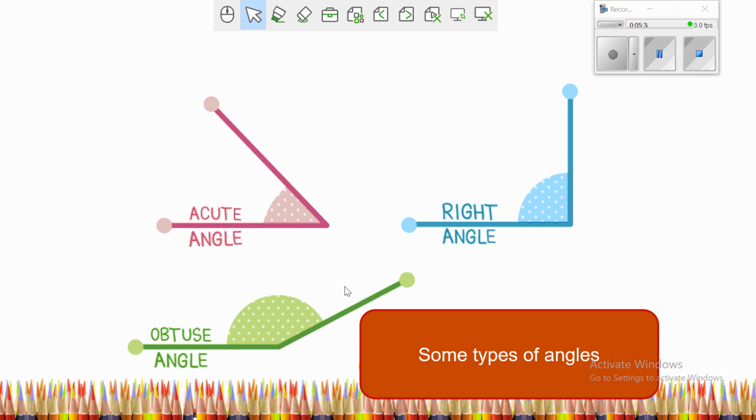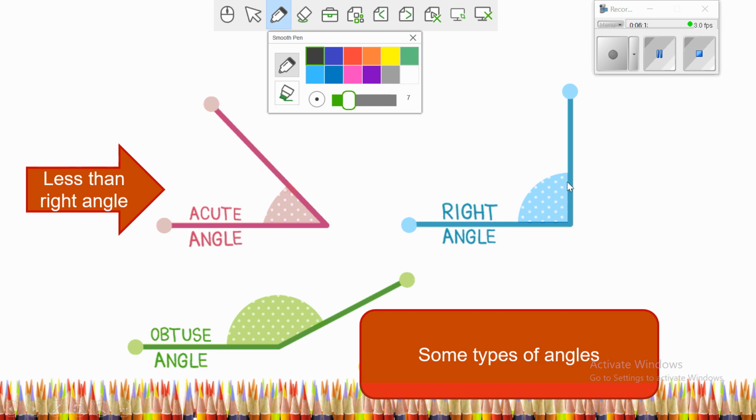Here are the kinds of angles. We have the first kind, which is the acute angle. And the second one is the right angle. The right angle is the bus. I compare the other angles with it. So the right angle is the bus.